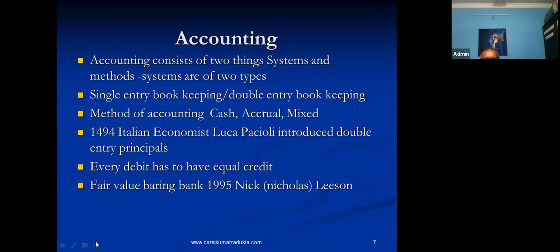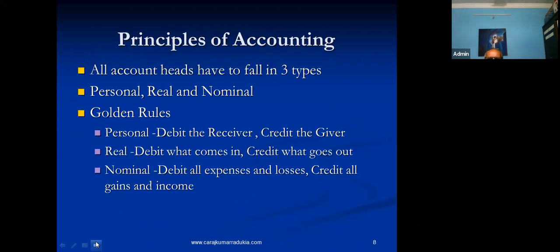Let's go ahead. That is the principles of accounting. All accounts have to fall in three types, the golden rules of accounts: personal account, real account, and nominal account. You go to any corner of the world, you will come to know there are three types of account: personal, real, and nominal. There is no change in this, whether you work in India, Switzerland, or Japan. This is the principle of accounting, and it does not change anywhere in the world. Personal, real, and nominal. These are the golden rules.